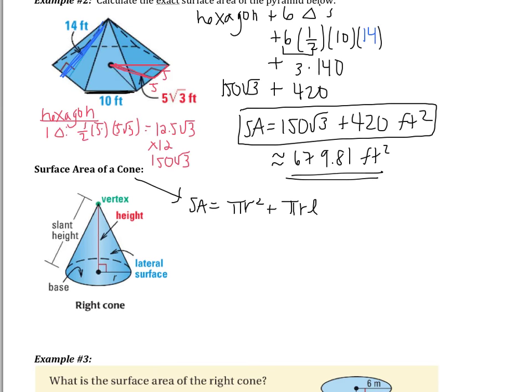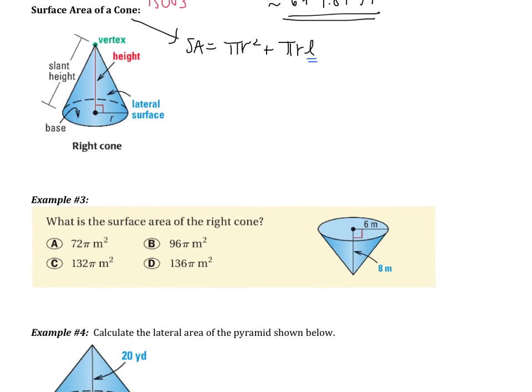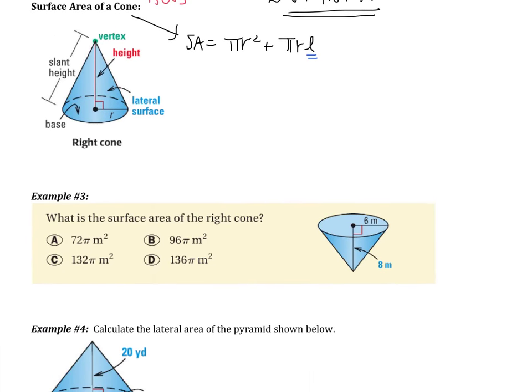The only thing to notice is that we use slant height and not the perpendicular height. So sometimes you're going to have to solve for that slant height. So let's jump into an example. Okay, so example 3 says, what is the surface area of the right cone? So we see that cone at the side.